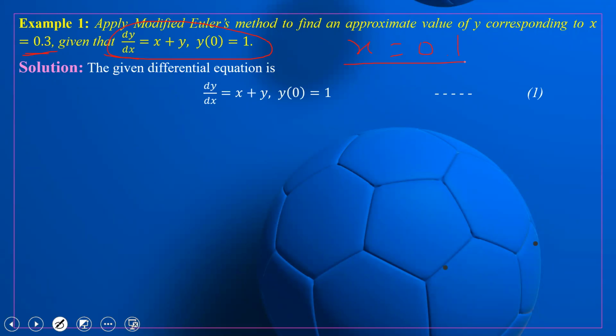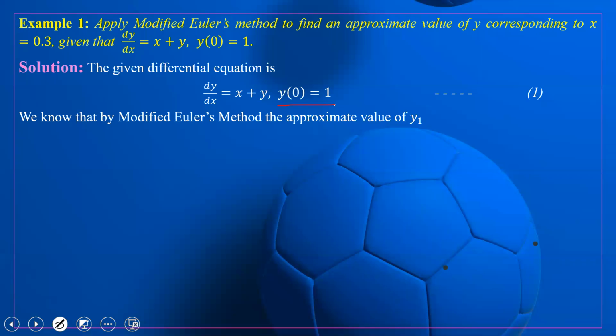No, we have calculated its value at only 1. Okay, now we have to calculate what is the value of this y at x equal to 0.3. So here the given differential equation is dy/dx is equal to x plus y, and this is the initial condition y of 0 is equal to 1.